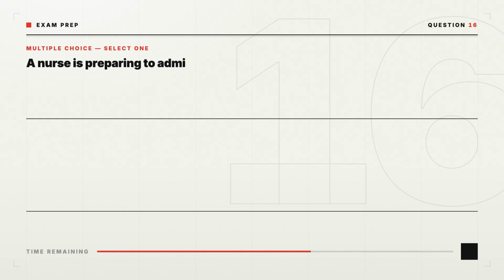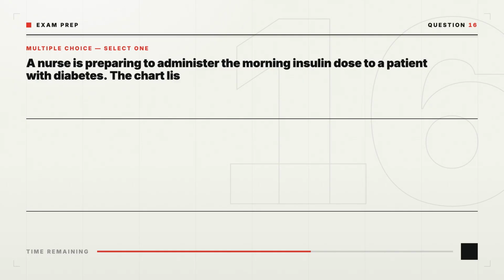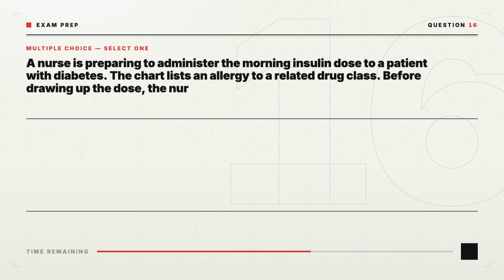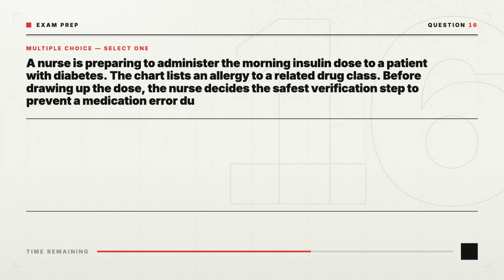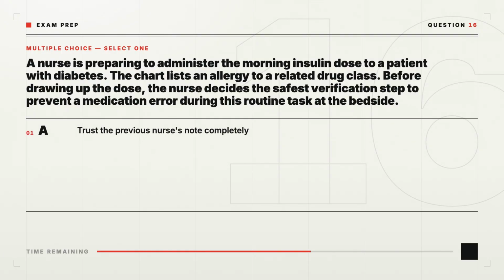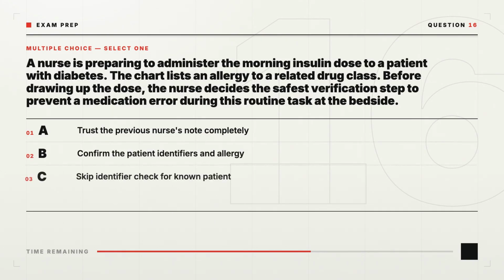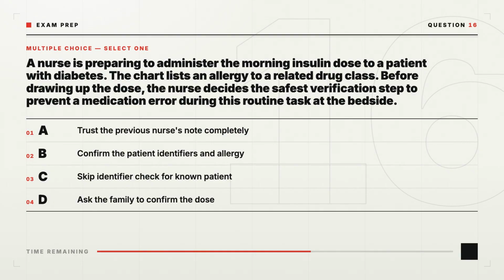Question 16. A nurse is preparing to administer the morning insulin dose to a patient with diabetes. The chart lists an allergy to a related drug class. Before drawing up the dose, the nurse decides the safest verification step to prevent a medication error during this routine task at the bedside. Your options are: A. Trust the previous nurse's note completely. B. Confirm the patient identifies an allergy. C. Skip identifier check for known patient. D. Ask the family to confirm the dose. Got a guess? Lock it in.